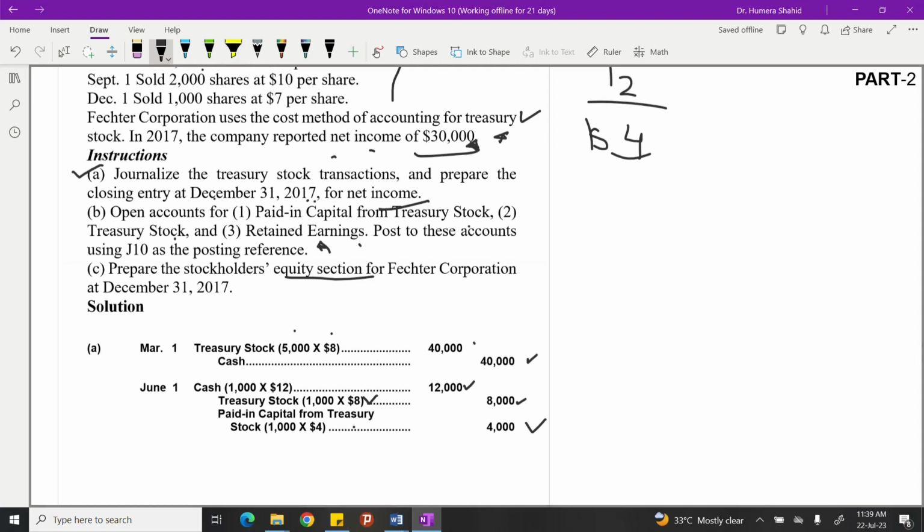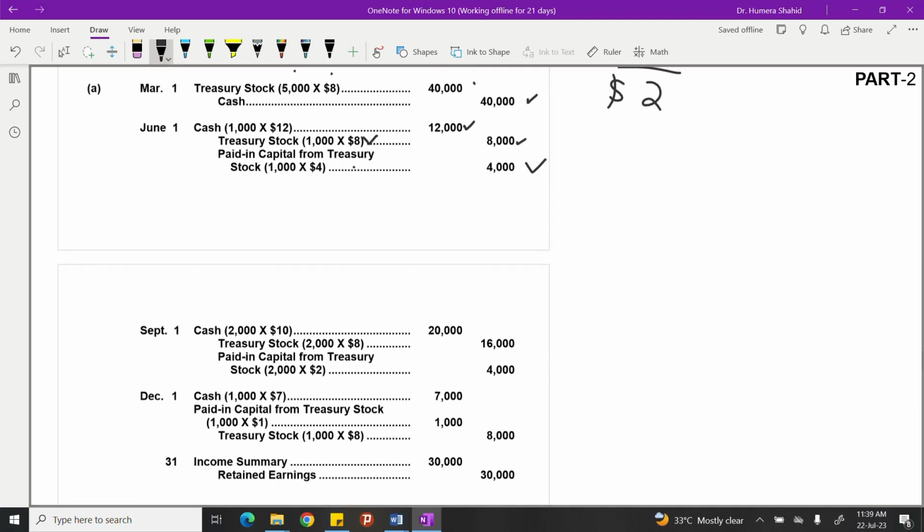September 1st, sold 2,000 shares at $10. The purchase price is 8 and the issue price is 10, so $2 excess again. Cash gets debit, 2,000 shares, 10 is the issue price, 20,000. Treasury stock gets credit, 2,000 shares, cost is 8, so 16,000, and paid in capital from treasury stock. How much excess? $2, so 2,000 multiplied by 2, that is 4,000.